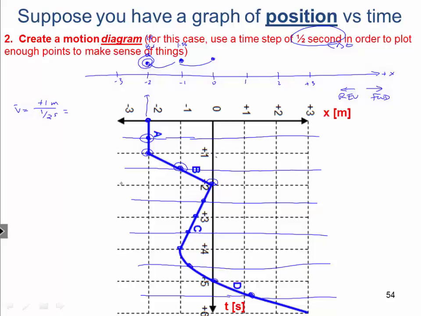So what's our average velocity for that case? What's 1 divided by half? It's actually 2 meters per second, which is the slope of that line segment right there. So that's +1 meter, and our delta t is 1/2 second. So that's another way to read these graphs.